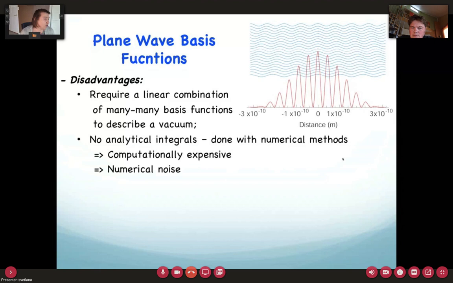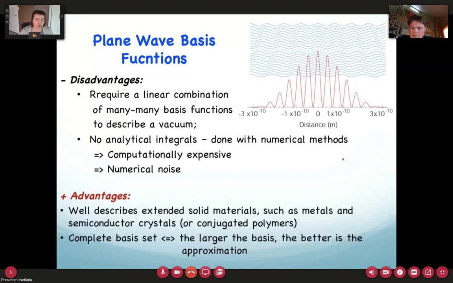Advantages: well-described extended solid materials, metals, semiconductors, conjugated polymers. Also, this basis set is a complete basis set, which means it behaves very logically, in the sense that the more you take, the more accurate a wave function you will get. And this is not always the case for other basis sets, which we will discuss later on. But with a plane wave basis set, if you want to increase the accuracy, you just increase the size of your basis set. Take this n higher and higher, and then you immediately should see the increase in the accuracy of your actual wave function.